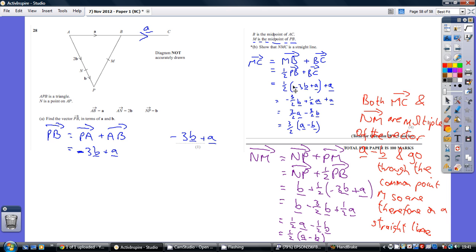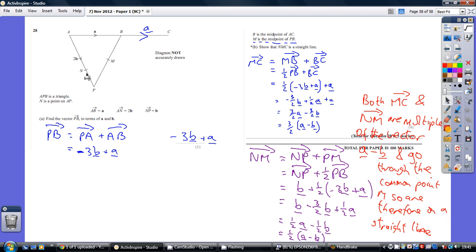So basically from then onwards it's just normal algebra. So multiply this out using the claw, so that's minus 3 over 2b plus a half a. Gather your terms and you get that MC is 3 over 2 lots of the vector A minus B. I've factorised to make it a multiple of that vector.